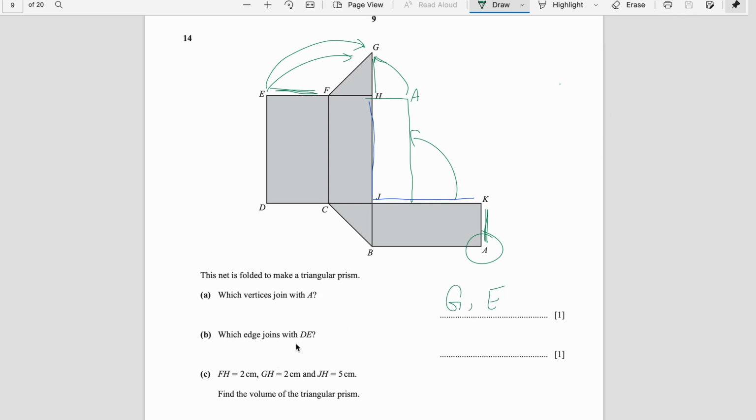Which edge joins DE? So this is DE. When you fold it upwards, it will join with BA.